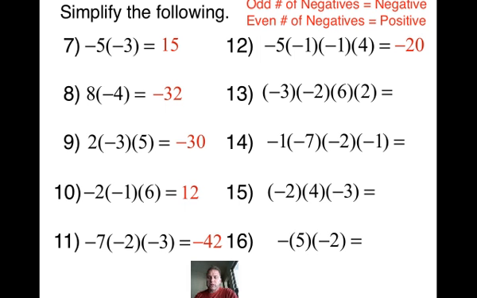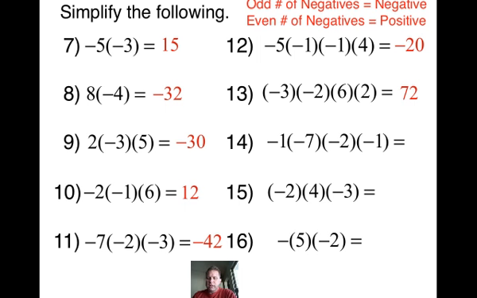Number 13. How many negatives do I have? 2. Negative 3 and negative 2. So since that's an even number, that means my answer is going to be positive. And I do 3 times 2 is 6. And then 6 times 6 is 36. And then 36 times 2, I should get positive 72.